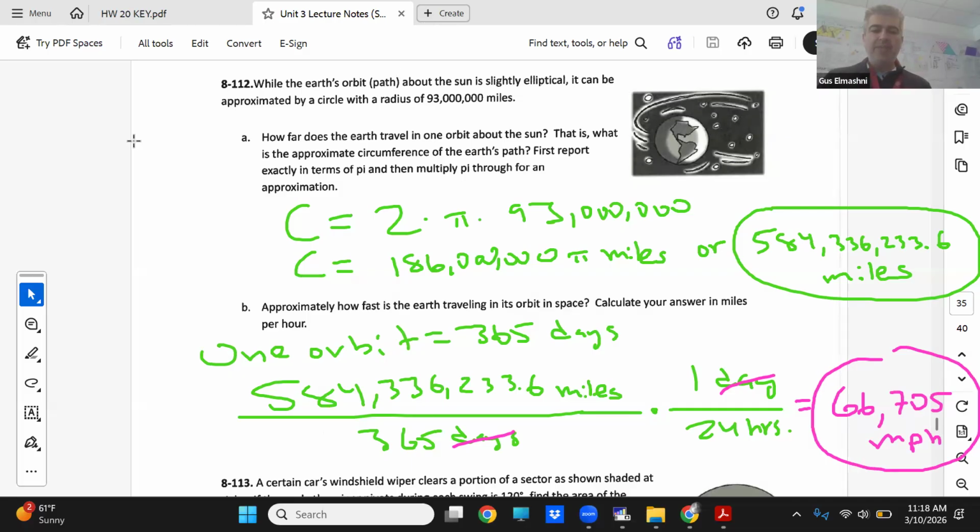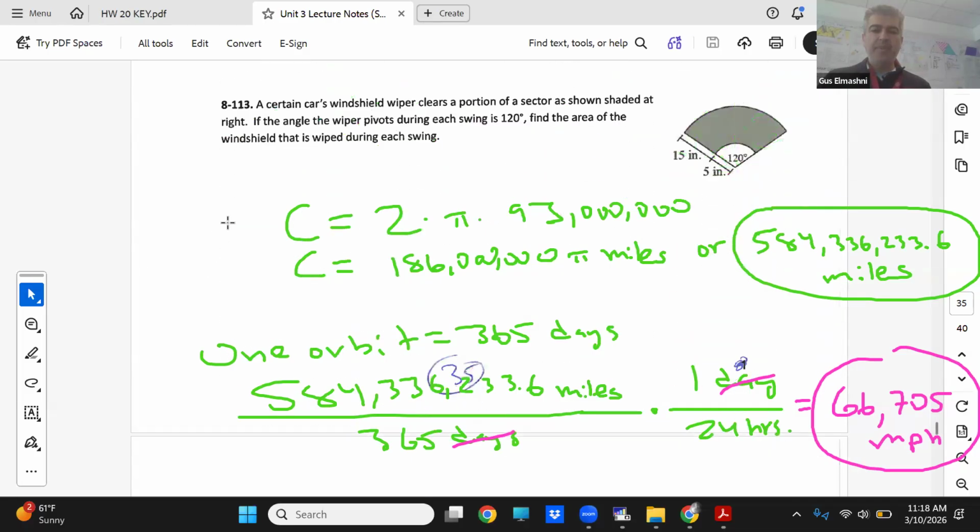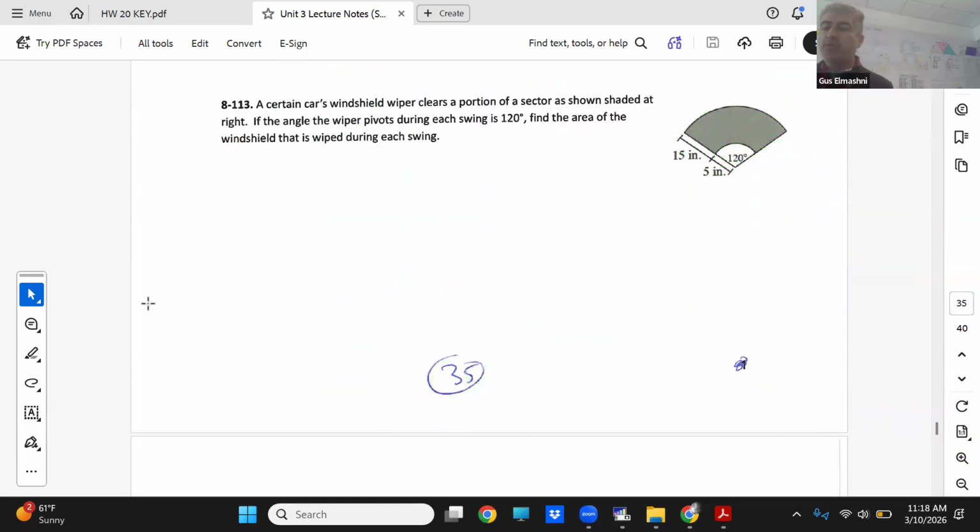All right, last one here, and then we'll stop here for today. All right, so, windshield wipers. Obviously, we haven't had rain in a while, but windshield wipers work in this fashion. And usually there's a little gap where it doesn't clean, right? So the question is, find the area that's actually wiped during each swing of the wipers.